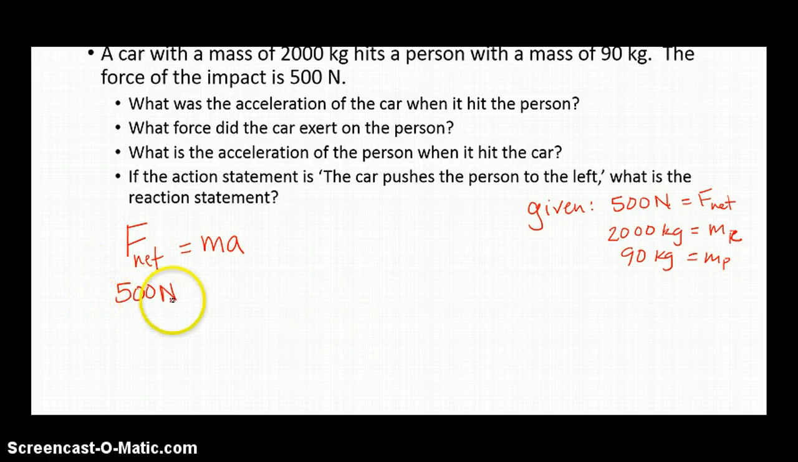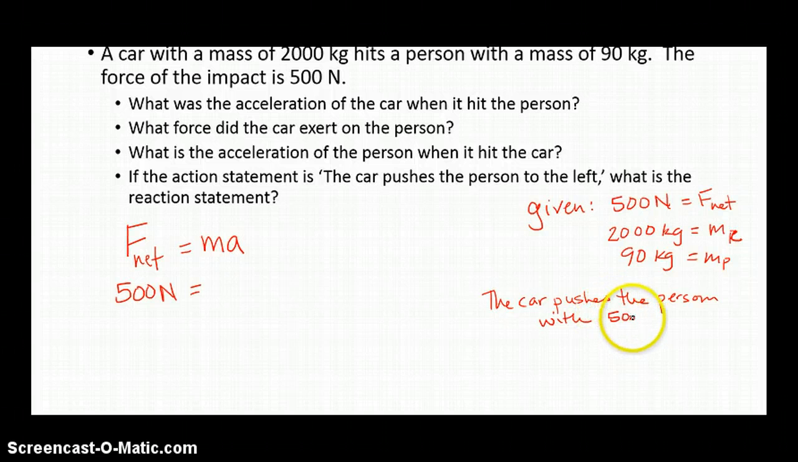In that case, I know that thanks to Newton's third law, the forces that these two exert have to be equal. So in other words, the car pushes the person with 500 newtons of force, and I believe it pushed him to the left. And so we can answer this question right over here. Thanks to Newton's third law, we know that the person pushes the car with 500 newtons to the right.